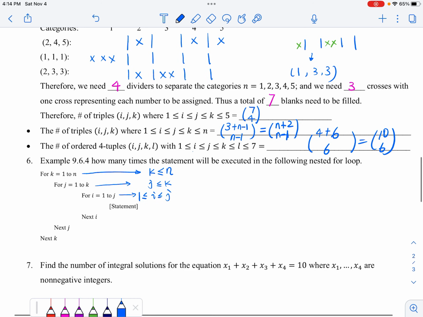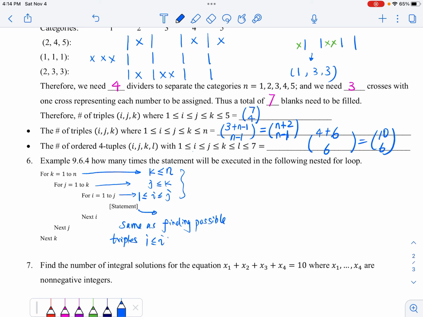So how many times this statement will be executed is the same as finding how many possible ijk's there are so that this is true, right? So this problem will be the same as finding possible triples of ijk where this is true, because for each different ijk this statement will be executed once. So how many times is this executed? This is the same as finding how many possible combinations of ijk satisfy these requirements.